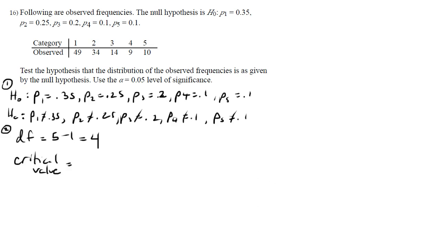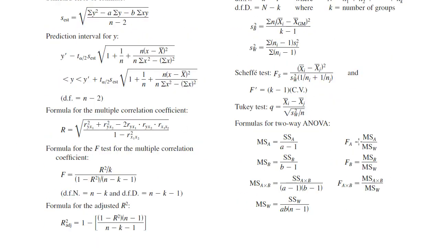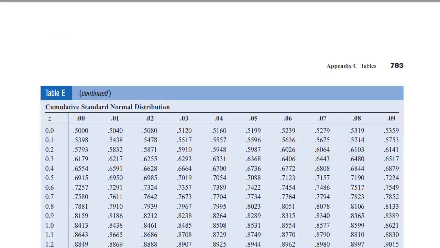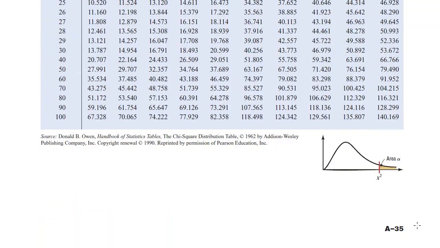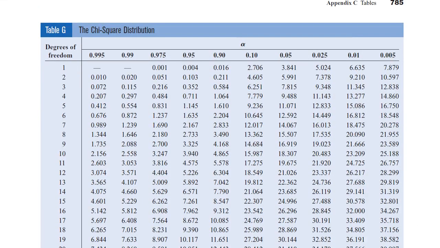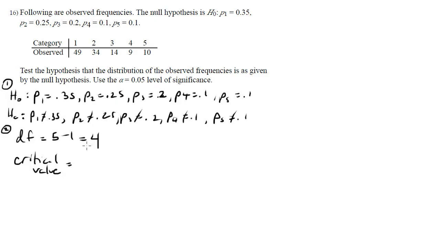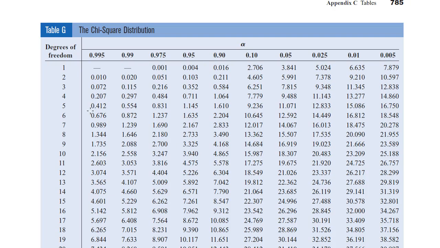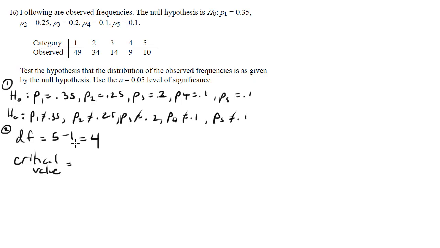Chi-squared, right? And remember chi-squared, that critical region is to the right. 4 degrees of freedom and 0.05. 9.488. That's our critical value.